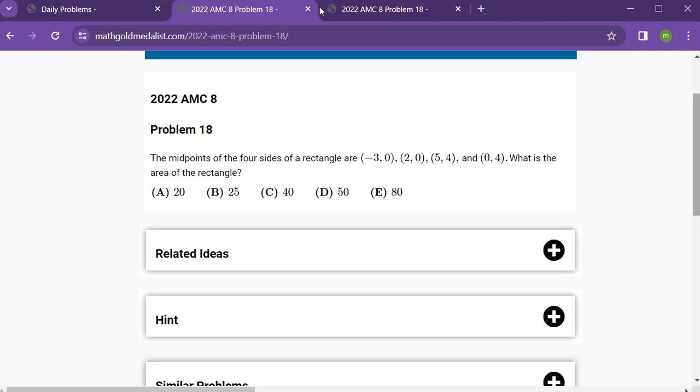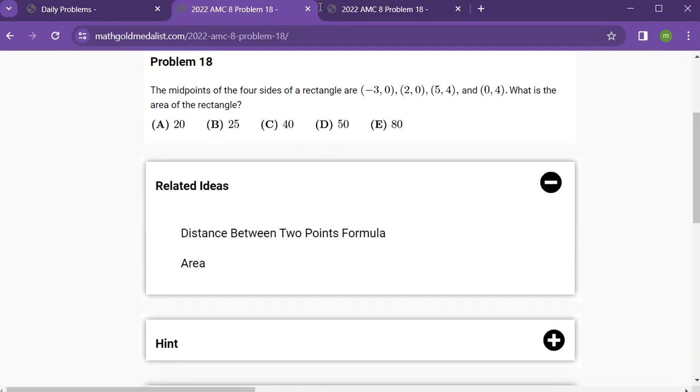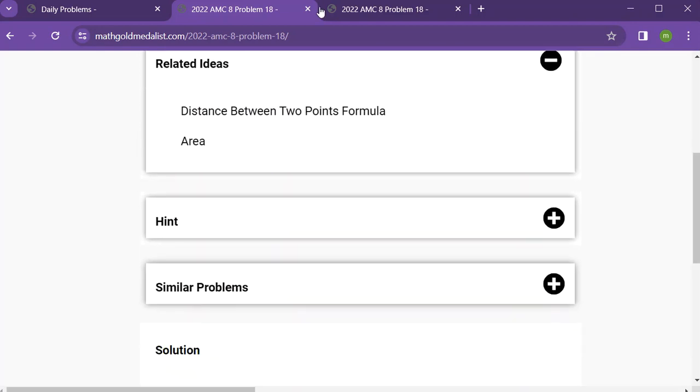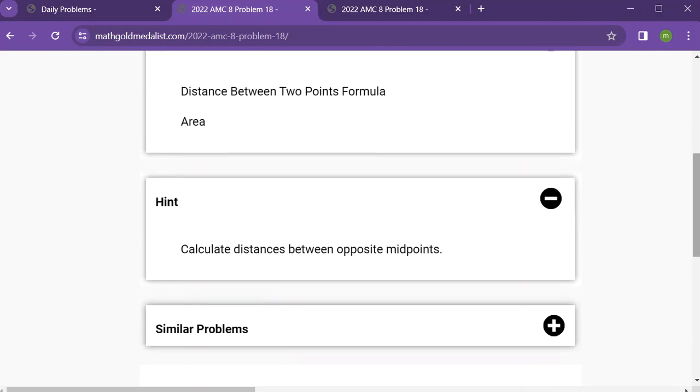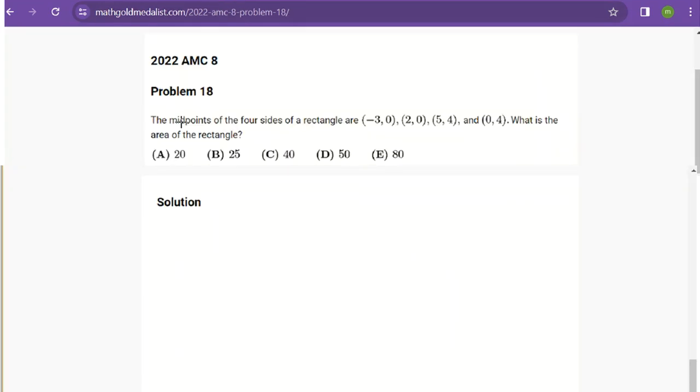Okay. Related ideas are what? Distance between 2 points formula and area. And the hint is what? This is our hint. So pause the video and try to calculate first on your own. Okay, let me explain this problem. We know midpoints of the 4 sides of a rectangle.